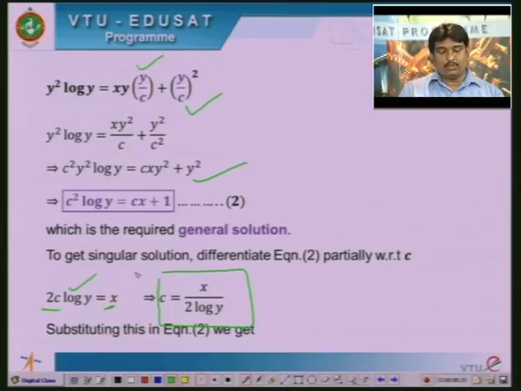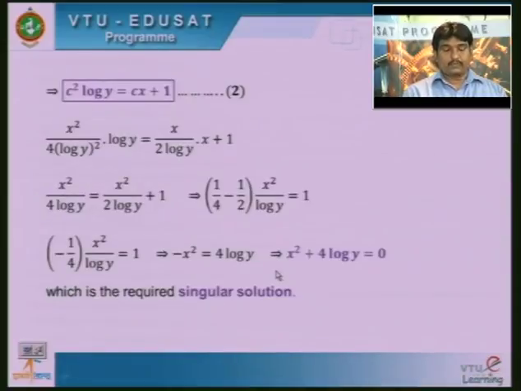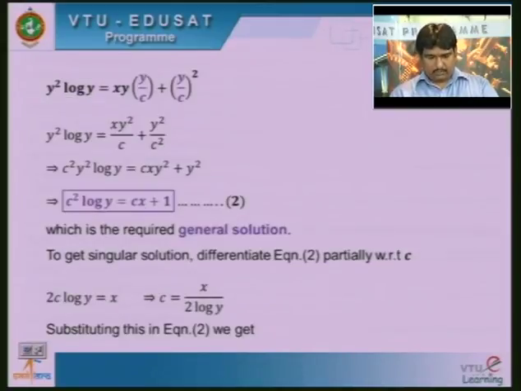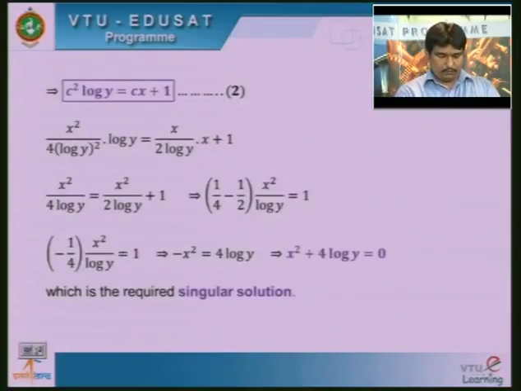Now substitute this value of c in equation number 2, the general solution: c square log y equals cx plus 1. This is equation number 2. It is the general solution. In this equation, we have to substitute c as x by 2 log y.